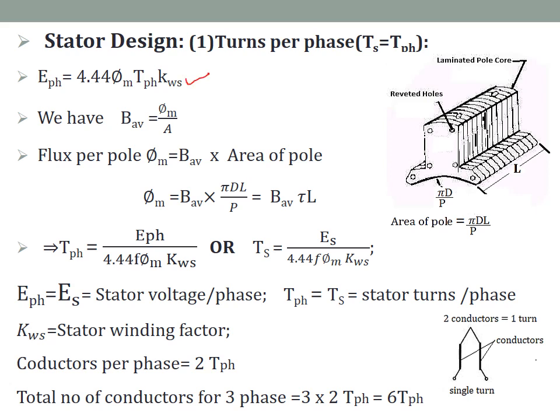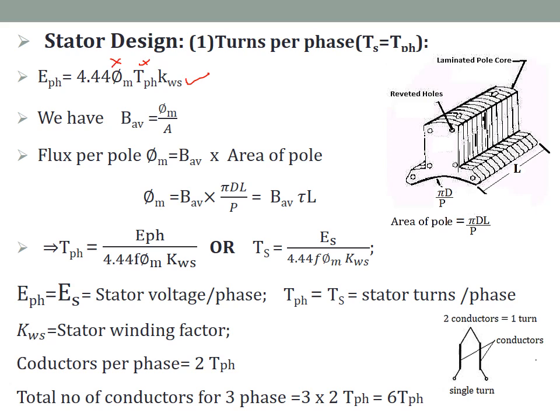EPH is equal to 4.44 phi m f TPH KWs. We know EPH, the applied voltage across the winding. Now TPH I want to calculate. Here TPH is unknown. KWs is the winding factor, around 0.955. And phi m is also unknown, so we have to find out phi m.